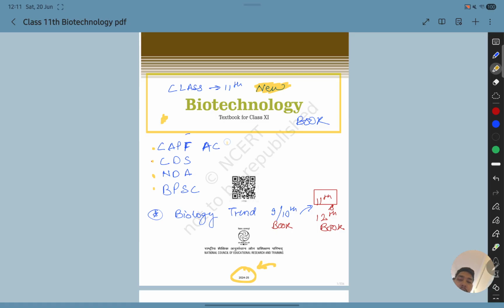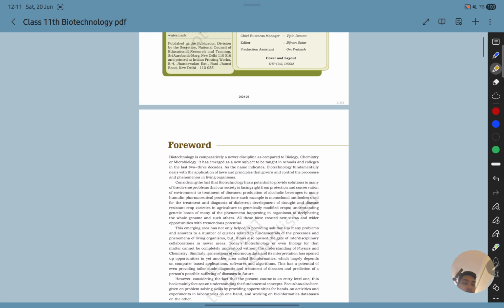This lecture is useful for the CAPF assistant commandant, CDS, NDA and BPSC exams, where you have a good proportion of biology questions, because if you see the biology trend, it is going from the 9th and 10th NCERTs to the 11th and 12th NCERTs, and especially the 11th NCERT. So let's get started.